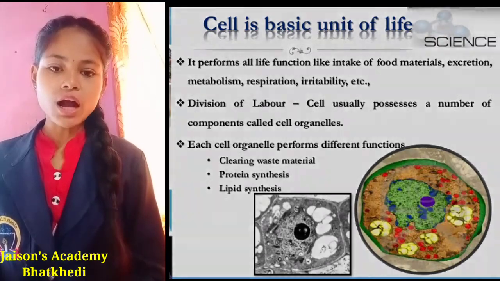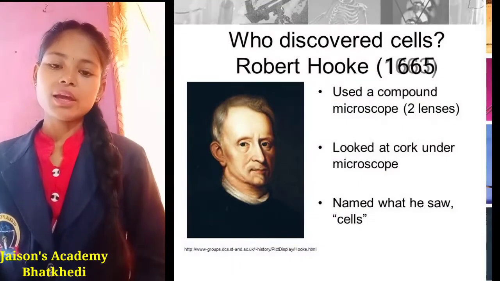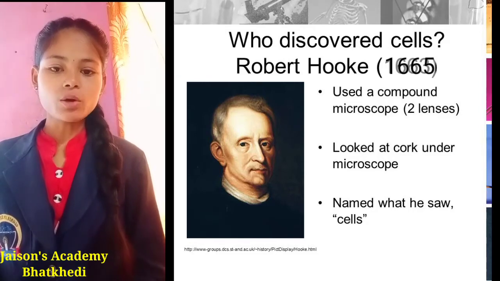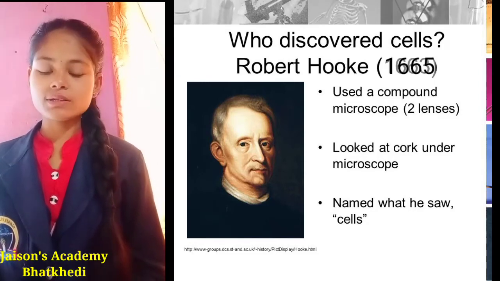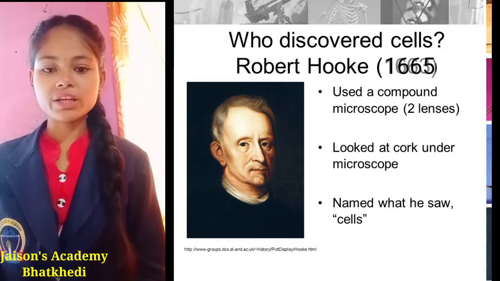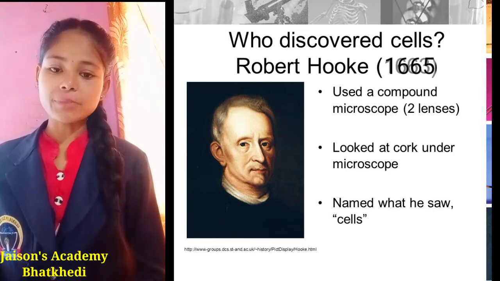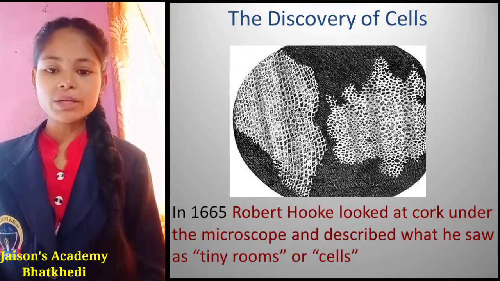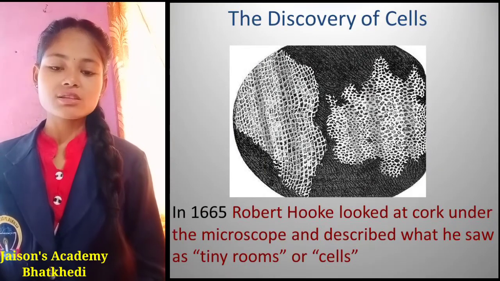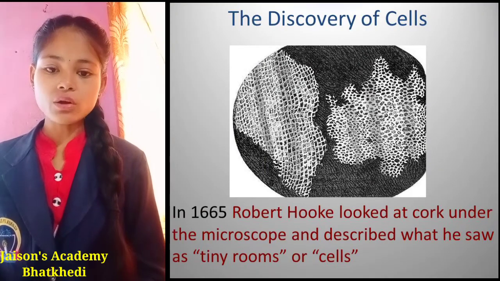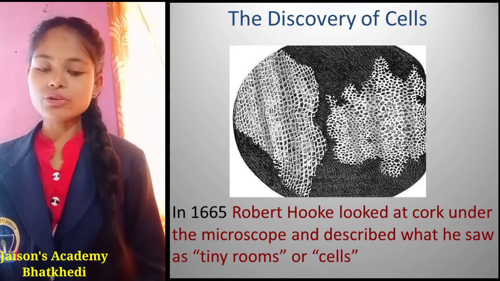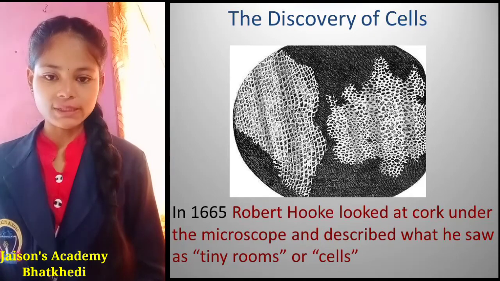Now, first of all, how the cell was discovered. In the year 1665, Robert Hooke observed the cork. A cork is a substance which comes from the bark of tree, and he observed that cork under the microscope, self-made microscope. And he found so many chambers like in honeycomb. Like the same way the chambers were observed by Robert Hooke under the microscope. Later on, these chambers were compared to the cell.